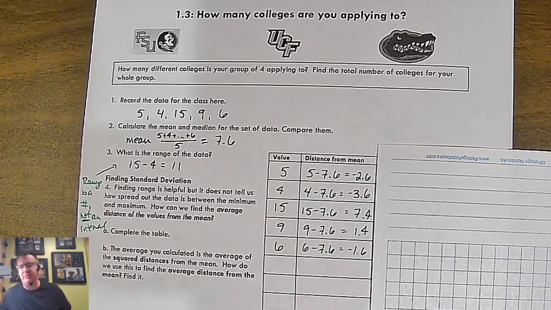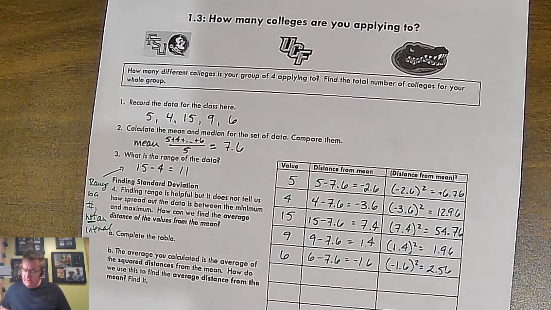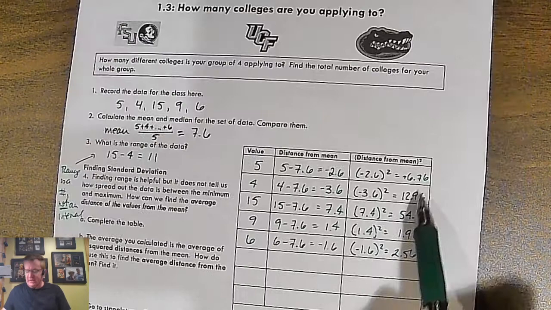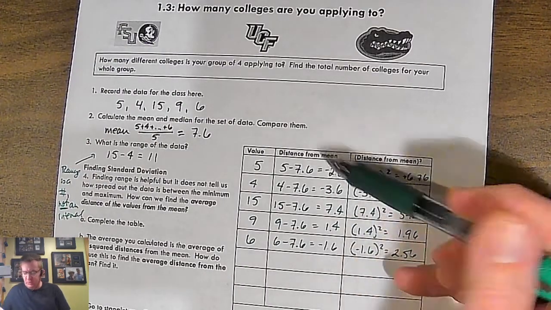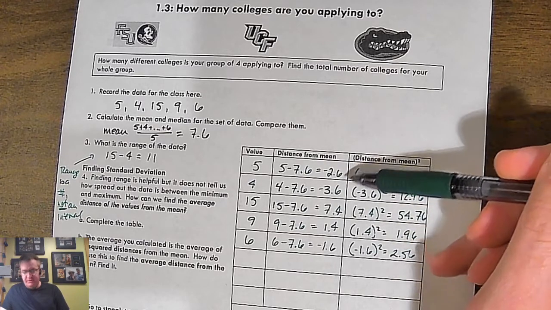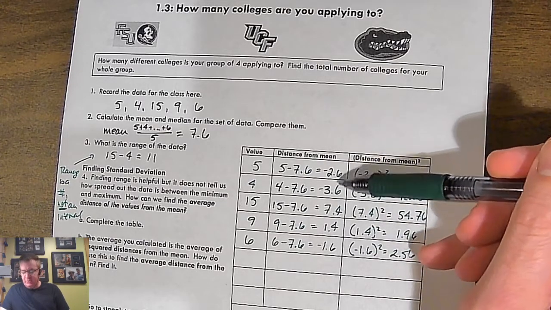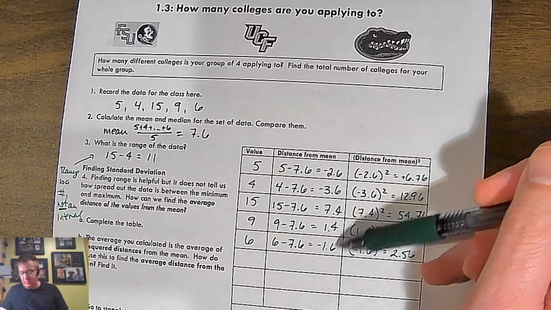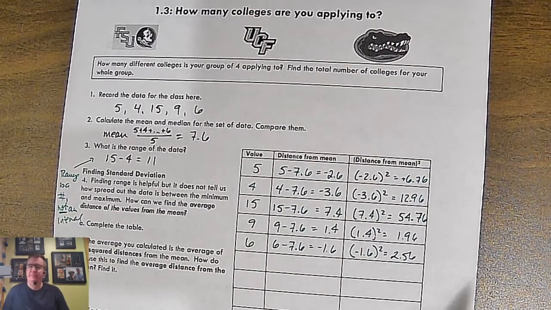There's another column that you'll probably see in the notes. It says we're squaring the distance. Here's my question: why would we need to square the distance? There's a couple of different reasons, but if nothing else, it keeps everything positive. Otherwise, what do you think all of these numbers would add up to be? If you have a second, add up negative 2.6, negative 3.6, 7.4, 1.4, and negative 1.6. It'll be a pretty interesting number for you.